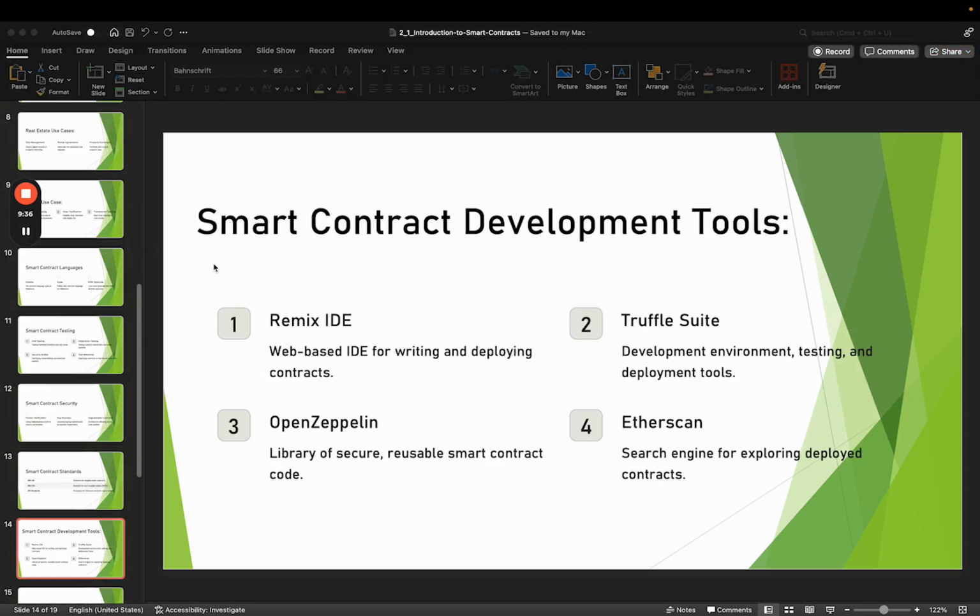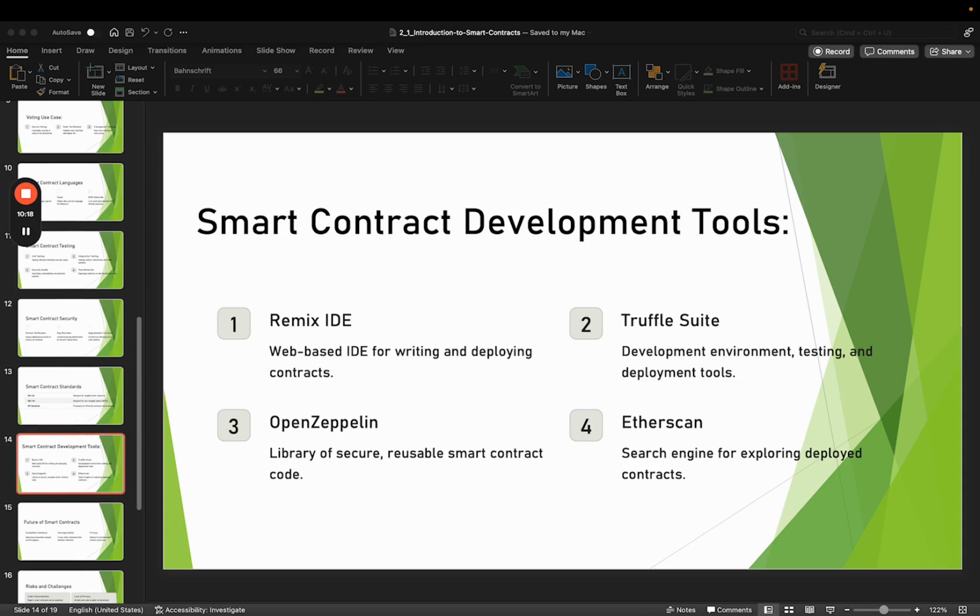Moving on to the development part of smart contracts. To develop smart contracts, various tools are available, Truffle Suite being one of them, which offers a development environment, testing framework, and asset pipeline for Ethereum. Remix IDE is a browser-based tool for writing, testing, and deploying smart contracts on testnet. OpenZeppelin is a library of secure, usable smart contract code which is already written by a bunch of programmers, whereas Etherscan is a search engine for exploring deployed smart contracts written by users worldwide.